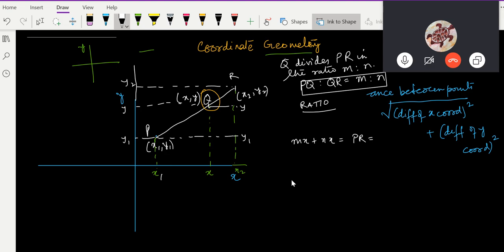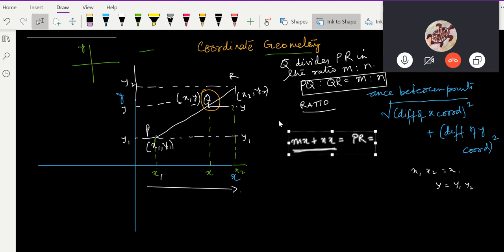See, I have to find x in terms of x1, x2, and y in terms of y1, y2. So I need to have x1, x2 along with x. So Mx plus Nx is equal to x1, y1. See, when you are talking about x, then only talk about x, not y. So PR is what? PR is this straight line. So we cannot do this.